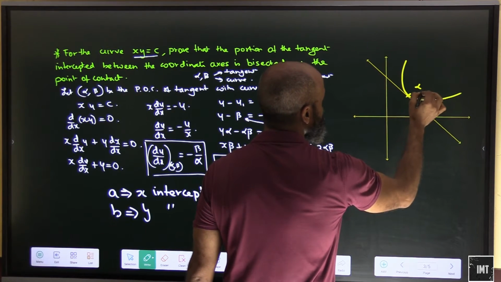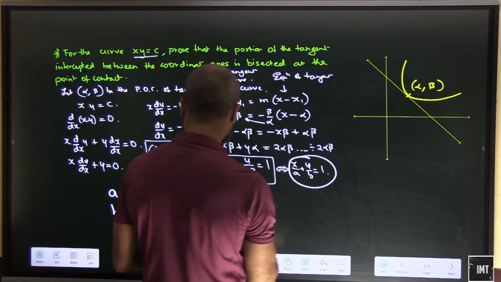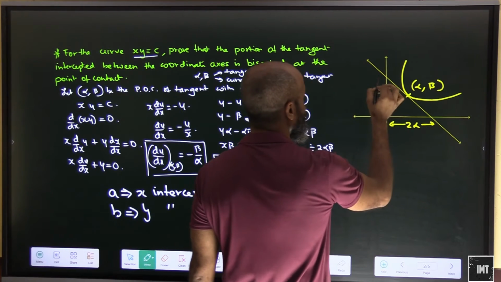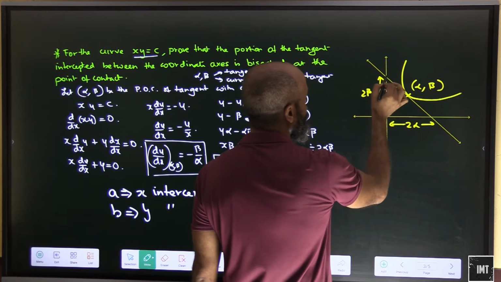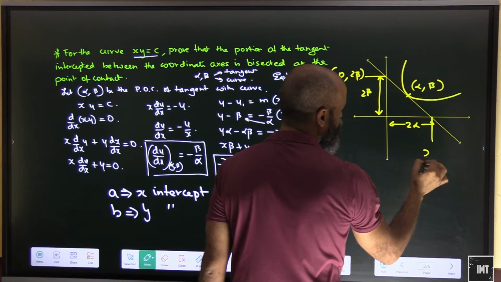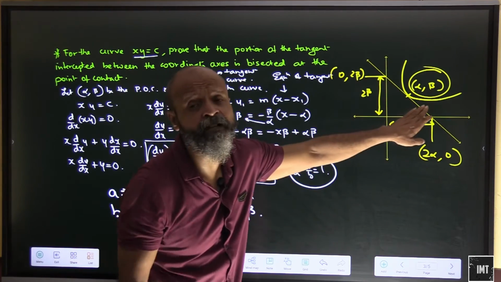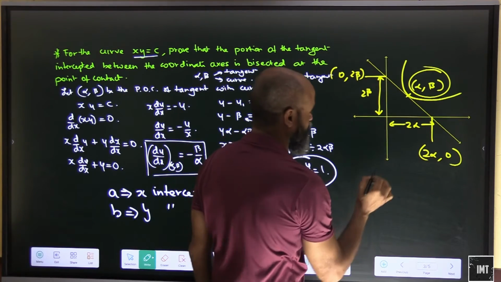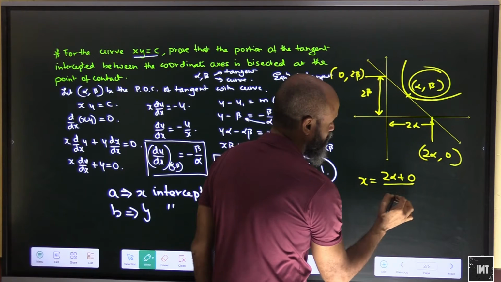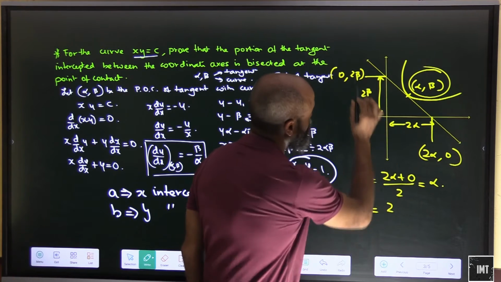Okay, this point happens to be alpha beta, that's our assumption basically. The x intercept here is 2 alpha, and the y intercept here is 2 beta. So what will be the coordinates of this point? Obviously 0 and 2 beta. What will be the coordinates of this point? 2 alpha and 0. So we can straight away apply the midpoint theorem. Let x be equal to 2 alpha plus 0 upon 2. So that will be how much? Alpha.